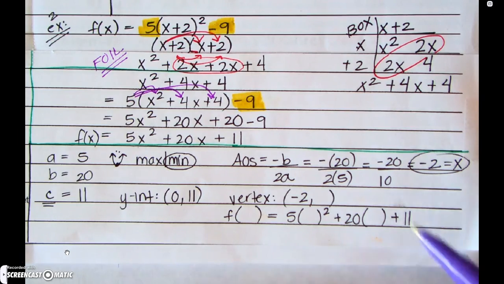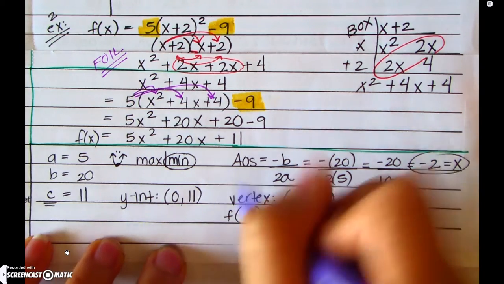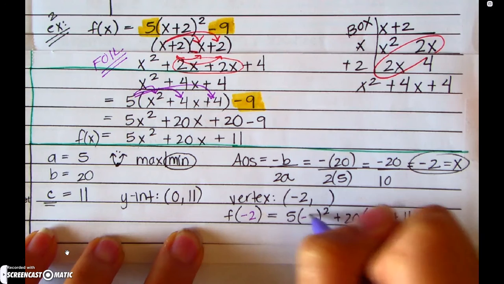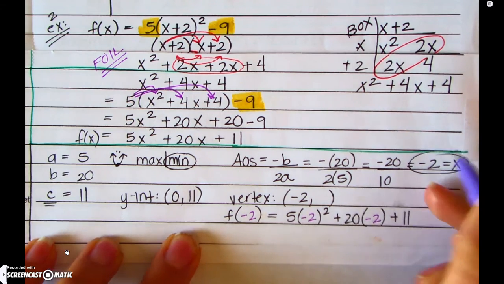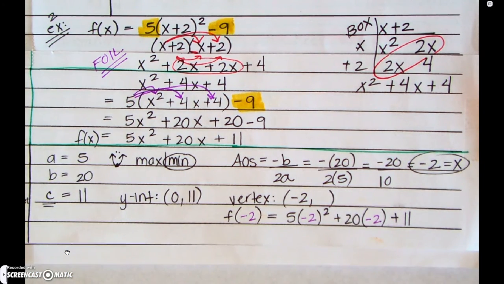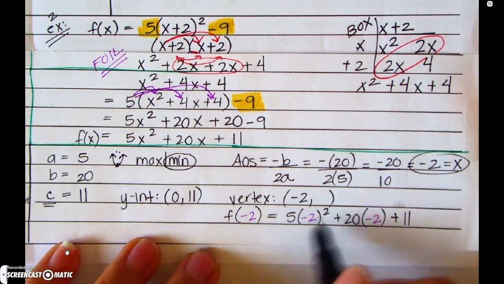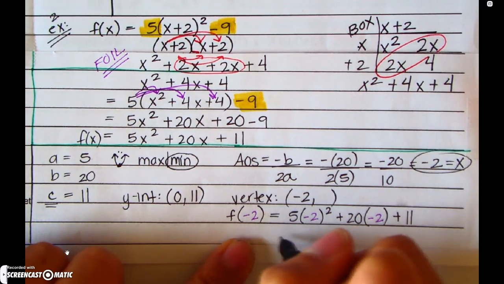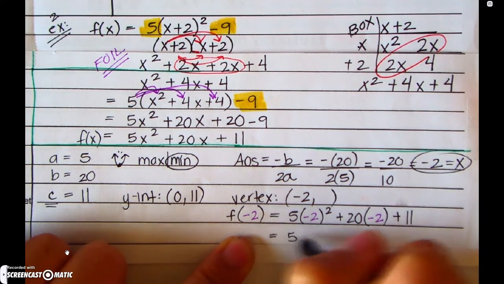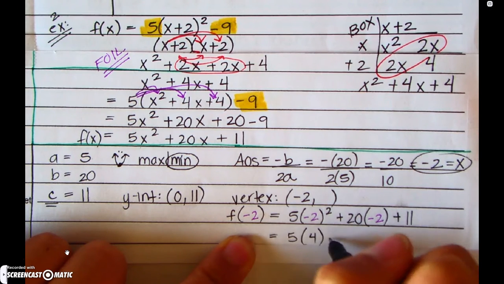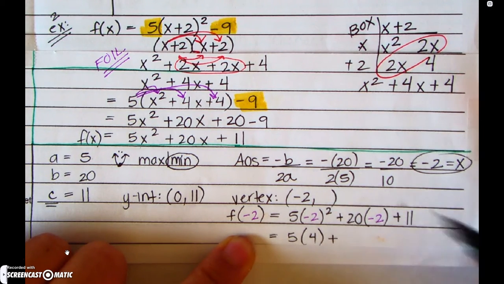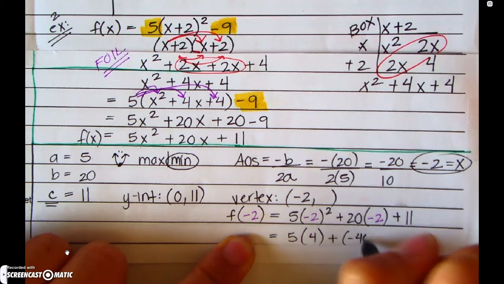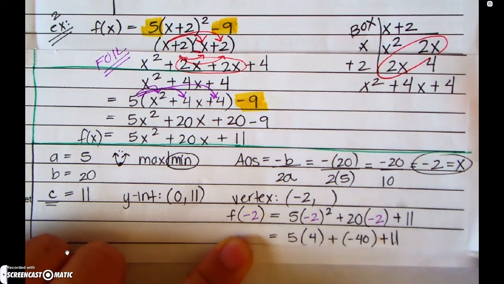Okay, so now we're going to plug in a negative 2 wherever we see an x. We have a negative 2 there, a negative 2 there. And then you have to simplify. We always do PEMDAS, so the order of operations is to do parentheses first. What is negative 2 squared? Positive 4. What's 20 times negative 2? Gives you negative 40 plus 11.